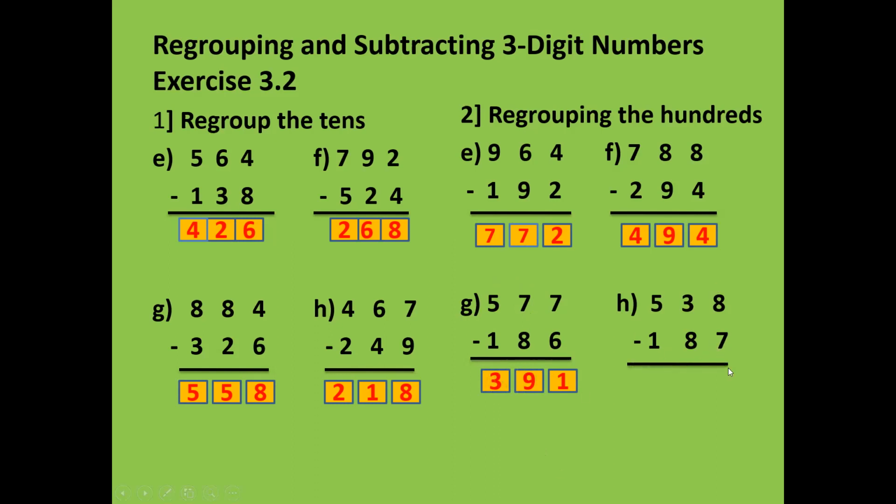Last one here. Also here in the ones place, it is normal. You can take away 7 from 8. It will be 1. But in the tens place, you cannot take away 8 from 3. Because of that, I will regroup from the hundreds place. So 5 will be 4 and this 3 will be 13. Now take away 8 from 13. Yes, it will be 5. Take away 1 from 4.